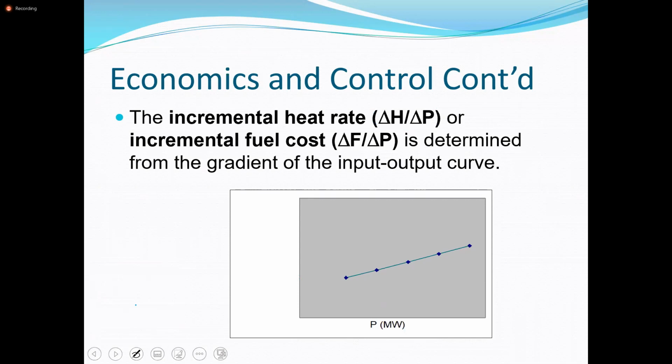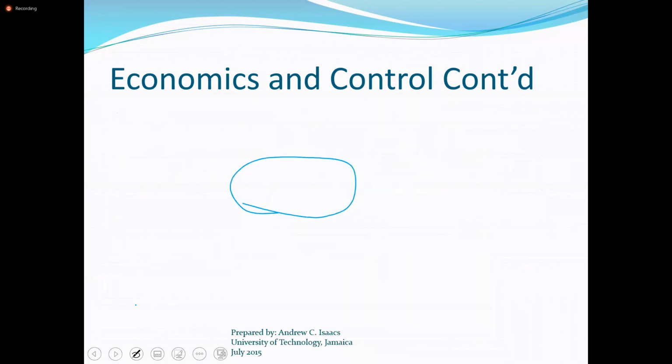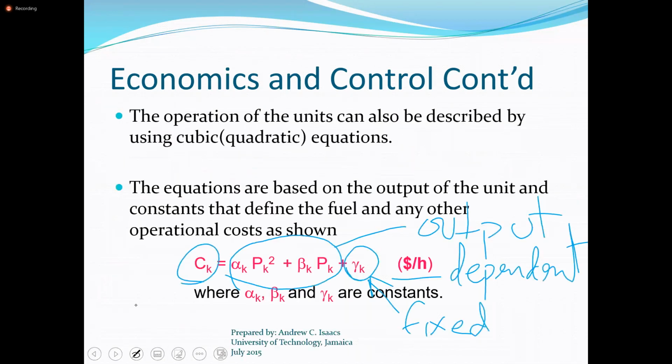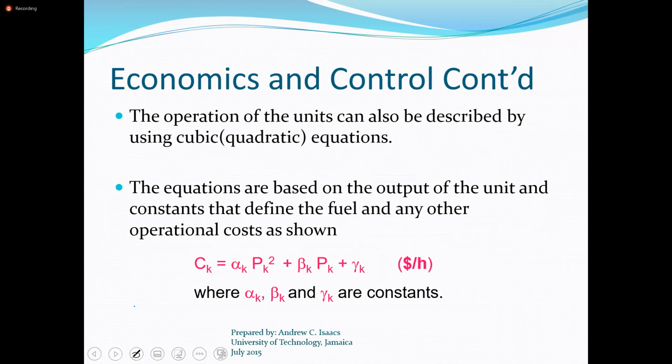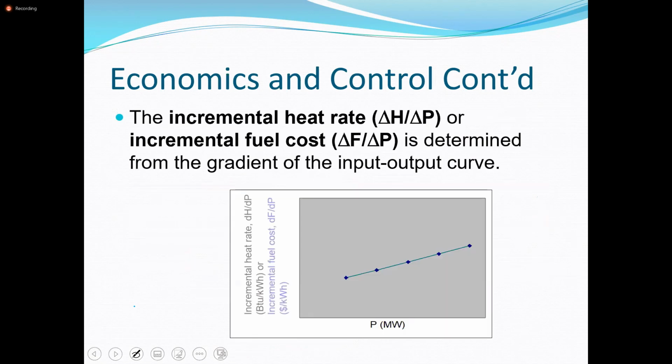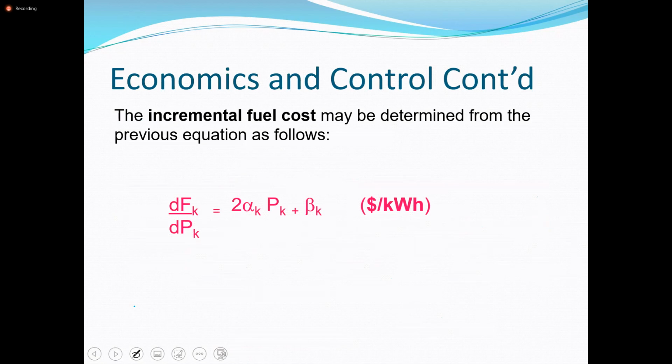And so if we go back now to our expression, remember our expression here? We go back to that and we take the differential of this expression. Yes, if we take the differential of this expression, then we get 2 times alpha k, P k plus beta. So it's 2 alpha P plus beta.